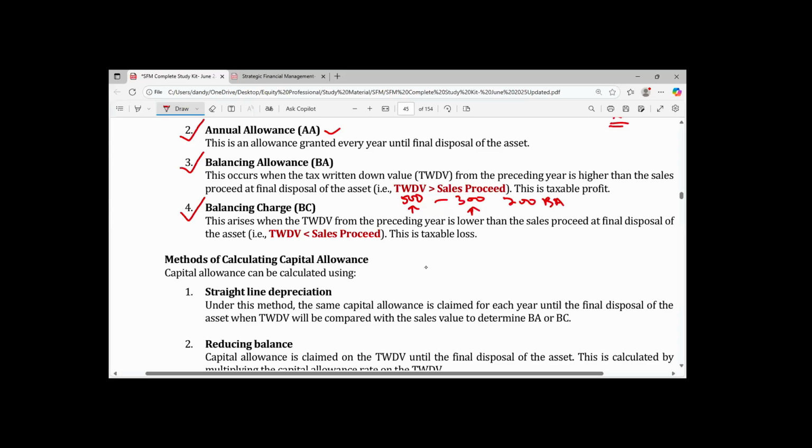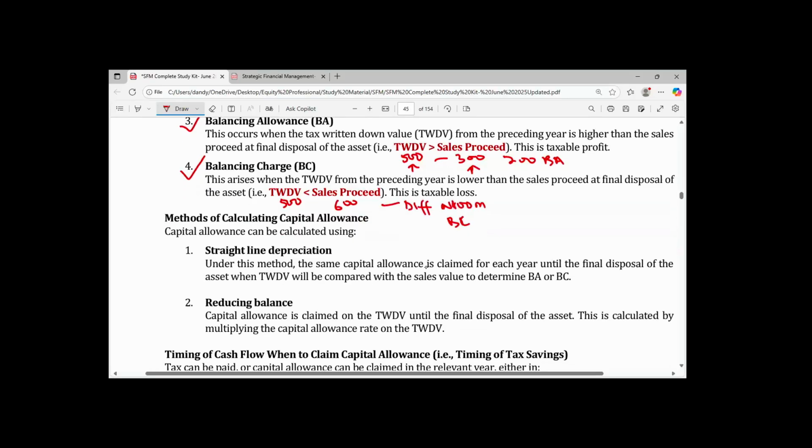Say, for example, in the books, this asset is worth 500 million naira. It's now disposed of at 600 million. So that means the company has earned an additional gain of 100 million from the disposal of the asset. So this difference of 100 million will be taxed in the hand of the company, and that is what is called balancing charge. Okay, so that is as per types of capital allowance.